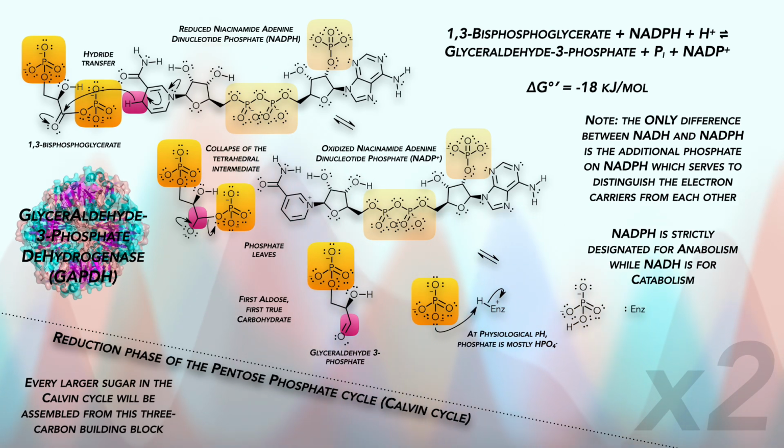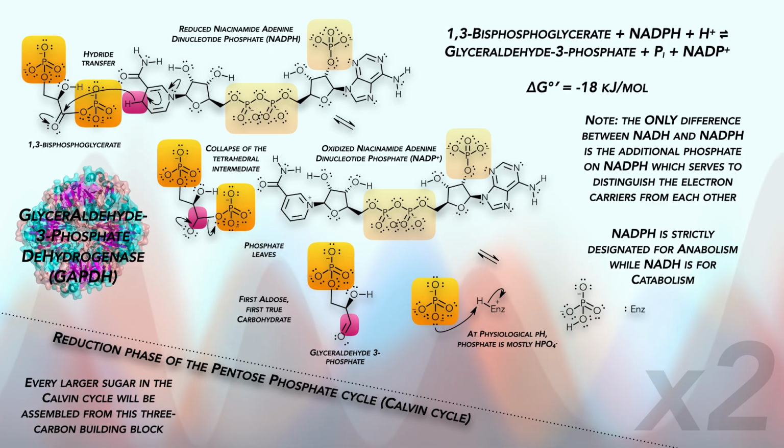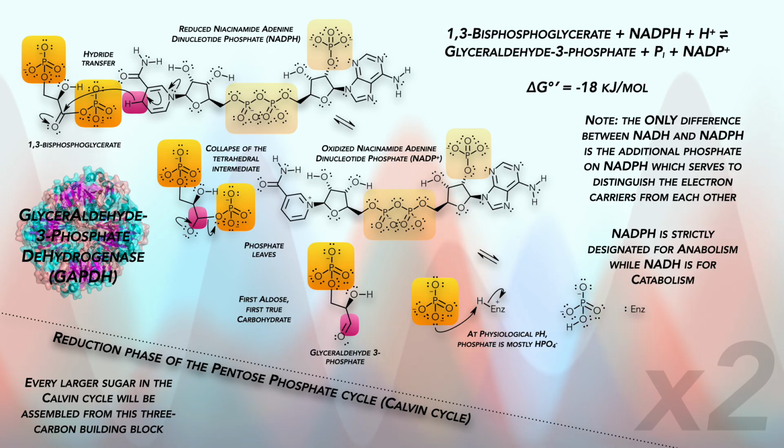And now the activated acyl phosphate is reduced by NADPH. A hydride is transferred from the nicotinamide ring of NADPH to the carbonyl carbon of 1,3-bisphosphoglycerate. The tetrahedral intermediate collapses, phosphate leaves, and glyceraldehyde 3-phosphate is formed. This is the decisive reductive step in the Calvin cycle. Carbon dioxide entered as highly oxidized carbon, but after ATP activation and hydride transfer, we now have an aldehyde, a genuine 3-carbon carbohydrate building block.